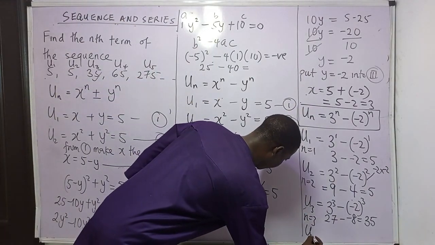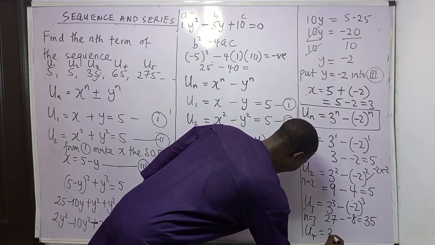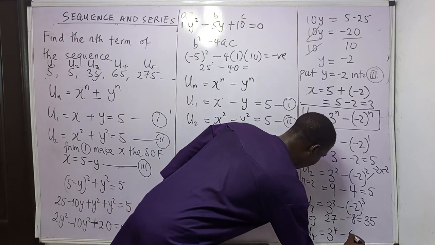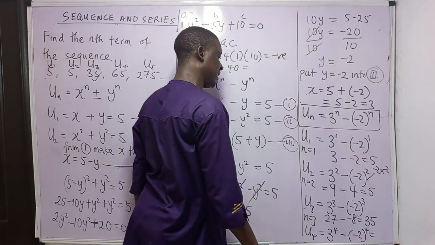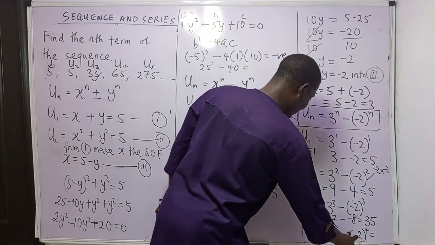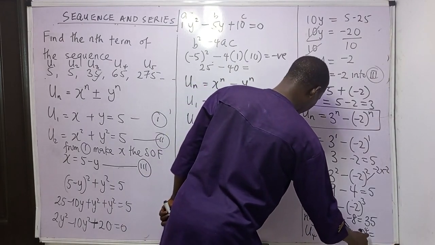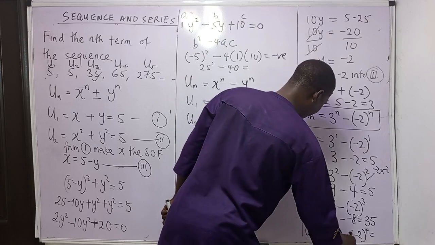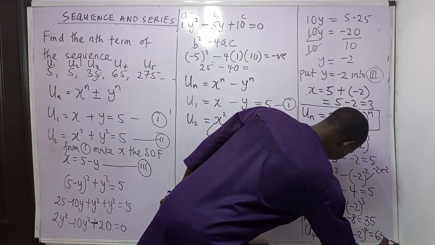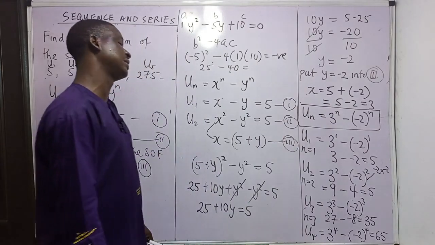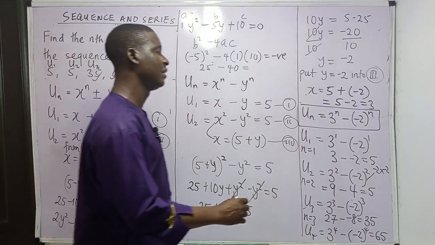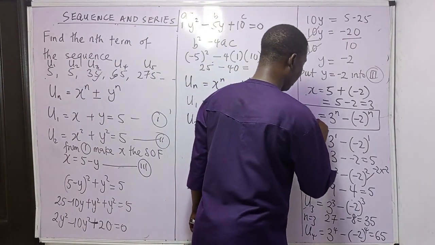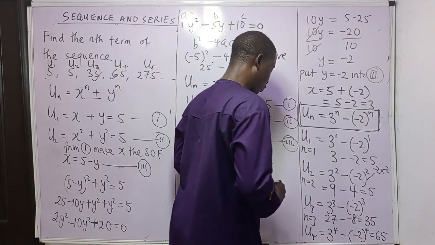Let's test the last one, u4. 3 raised to 4 minus minus 2 raised to 4. What do we have? 3 raised to 4 is 81. Then 81 minus, minus 2 raised to 4 is 16. So 81 minus 16 will give us 65. So that one is also correct. I think this is valid as the nth term for this question.